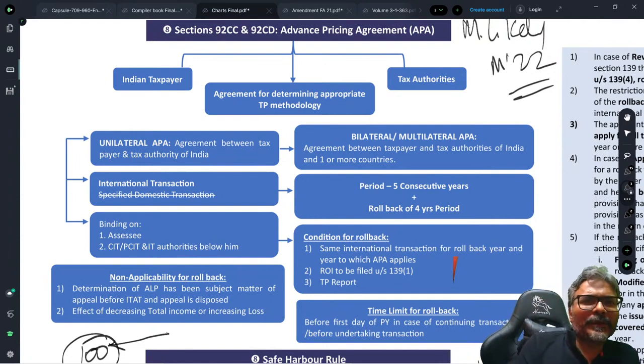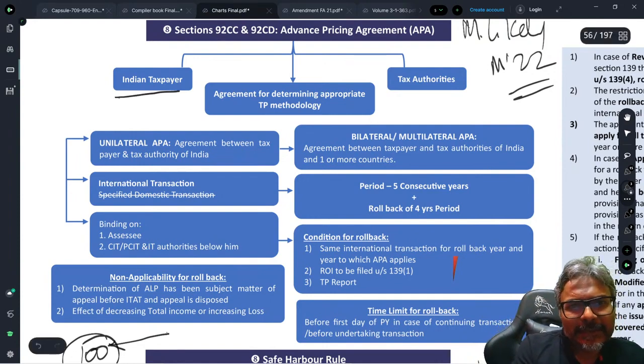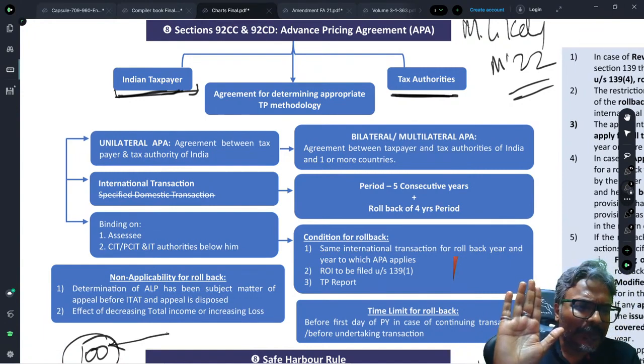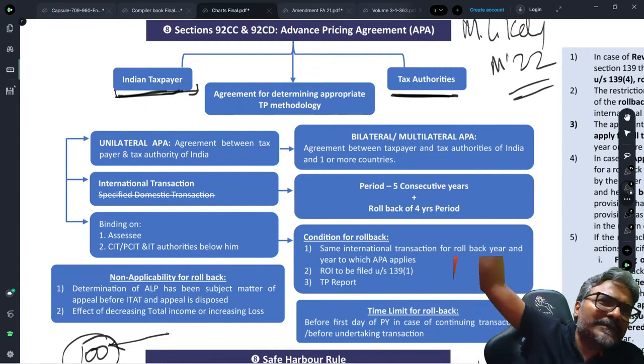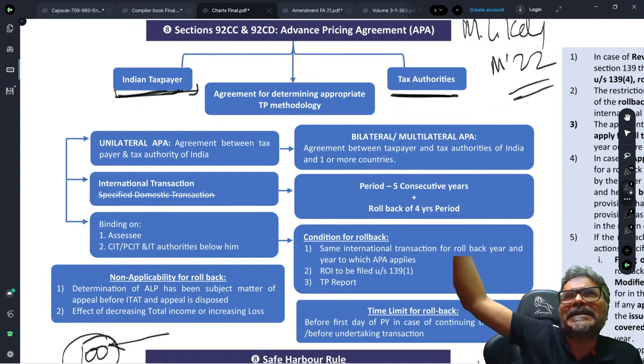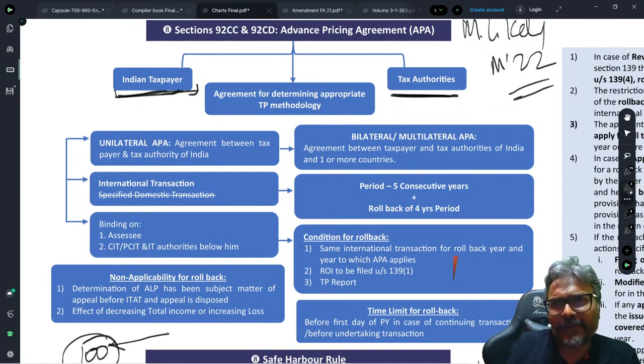Now, coming to this particular part, students, what do they say? Here it is: the Indian taxpayer and the tax authority. Let's have a look over here. Now, every one of you is clear that at least for the next 5 years, the APA that you obtain is applicable for the next 5 years. Every one of you is aware of it.